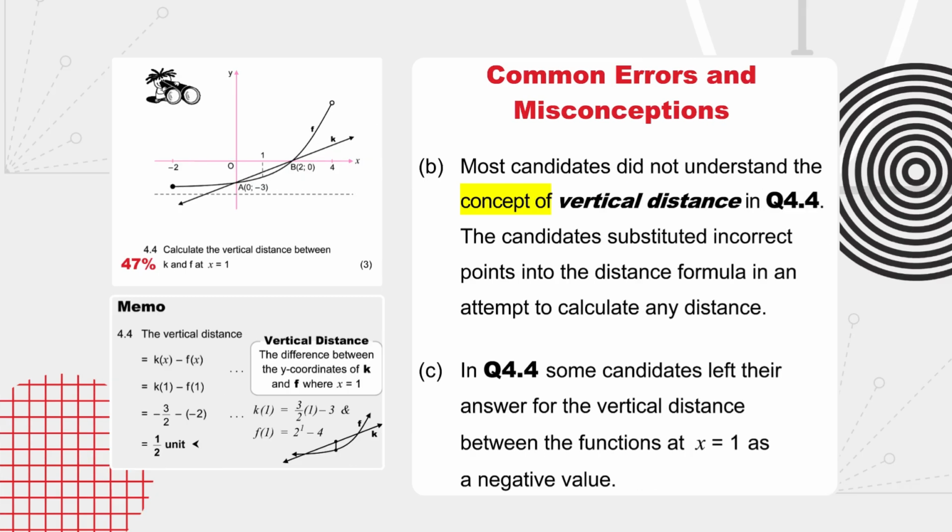Let's look now at the common errors and misconceptions for question 4.4 first. Most candidates did not understand the concept of vertical distance. The candidates substituted incorrect points into the distance formula in an attempt to calculate any distance. And in this question, some candidates left their answer for the vertical distance between the functions at x equals 1 as a negative value.